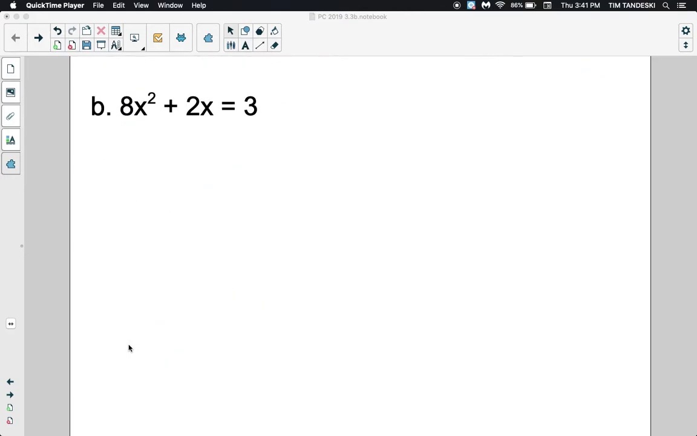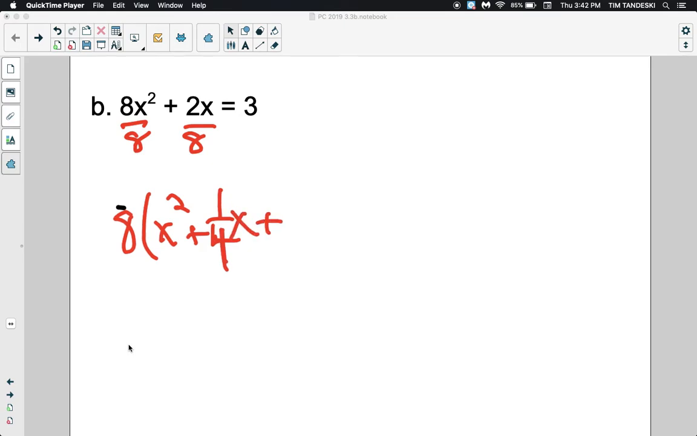Moving on, we're going to complete the square on this one. This one's going to be a little tougher. We're going to have to factor out an 8. So when we factor out an 8, we're going to get 8 times the quantity x to the second power plus 1/4 times x, plus we got to fill in the blank here when we complete the square, equals 3. And I'm going to have 3 plus 8 times whatever I fill in the blank with.